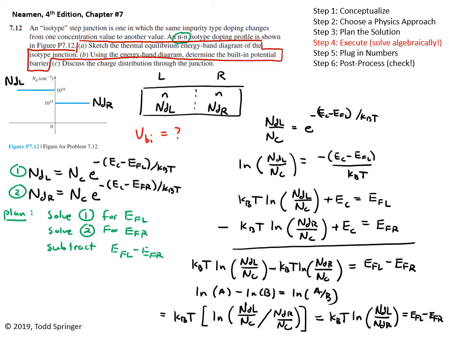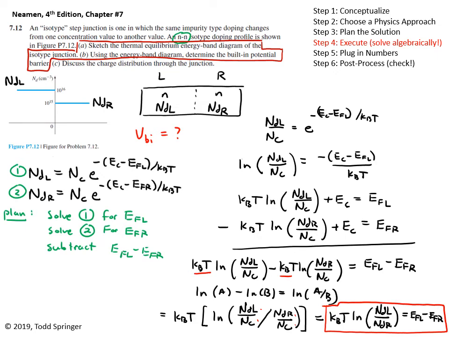So that's what it looks like. I pulled out the common factor of kT, and then I combined the two logs together. I have ND left over NC divided by ND right over NC. And so the NC's cancel, and I have this nice final formula here, which looks like this.